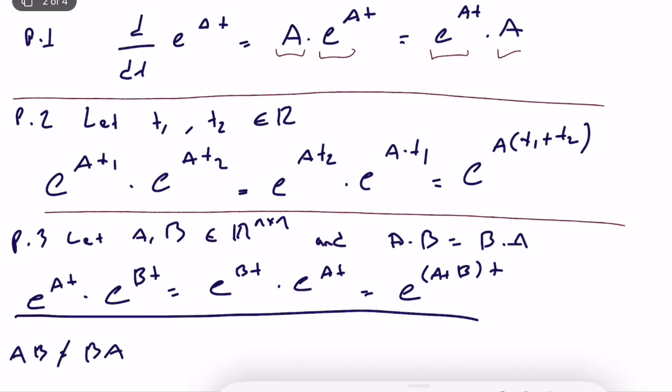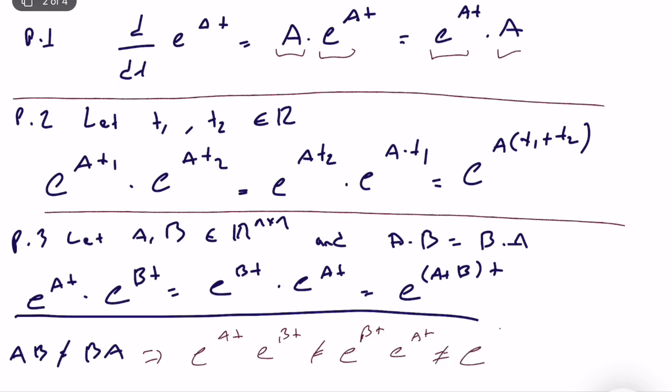then we cannot conclude that e^(At) e^(Bt) is equal to e^(Bt) e^(At); it's generally not equal. And moreover, we cannot conclude that these are equal to e^((A+B)t). So this feature is true under the assumption that A and B are commutative matrices. Okay, good. So we have another important property.